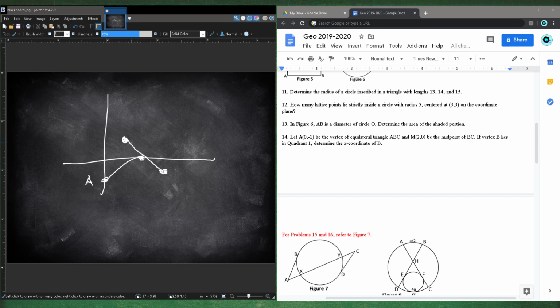If vertex B lies in quadrant 1, so this is our B, that means this is our C. Determine the x value of the coordinate. So we need to find this coordinate. Okay, so we have to find the x value. So let's draw this out. This coordinate's at 2, 0, and this coordinate is at 0, -1.